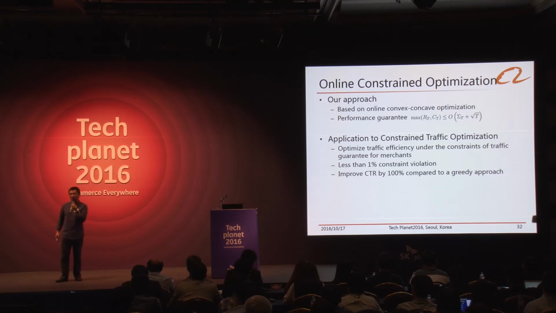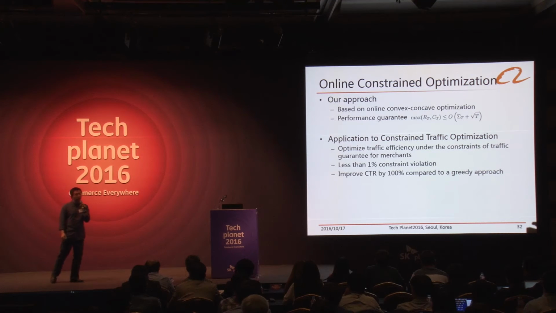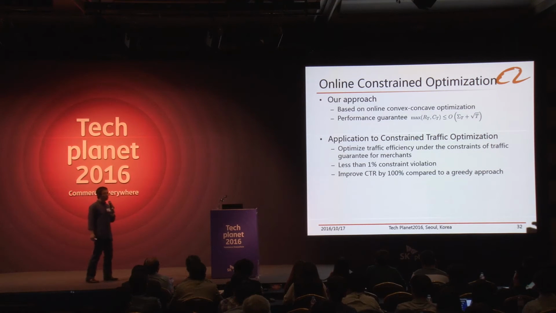Again, due to the time constraint, I'm not going to jump into the technical detail, but we are actually running this online constraint optimization approach against what we call the constrained traffic optimization problems. That turns out to give us a tremendous boost in terms of CTR. We find if we run this approach against the greedy, we can improve our CTR by almost 100%.